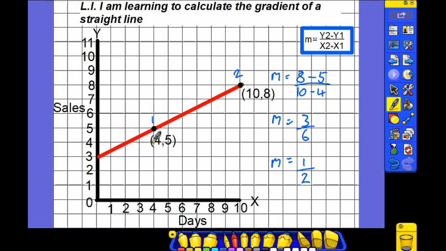Gradient is just steepness, and as long as you stick to this formula, you'll always get the right answer.